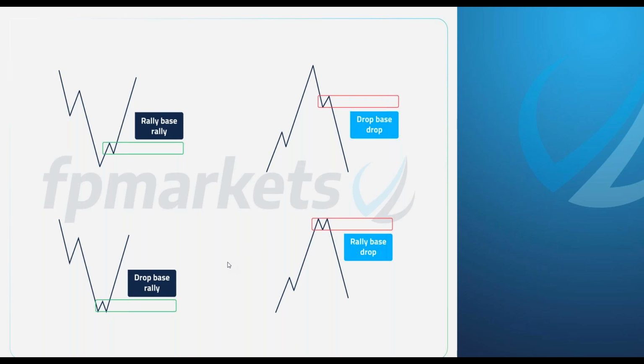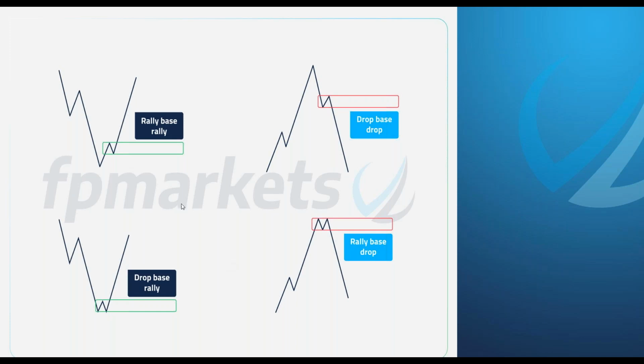My preference is, of course, the rally base rally areas and drop base drop zones. Again, that's not to say that these other 2 are not of use, as I know some traders do find these useful on the charts. So as a quick refresher, the rally base rally zone is a form of demand, and it's established within a defined uptrend. As I said in the previous presentation, it's defined within an uptrend or at the beginning of a possible move.